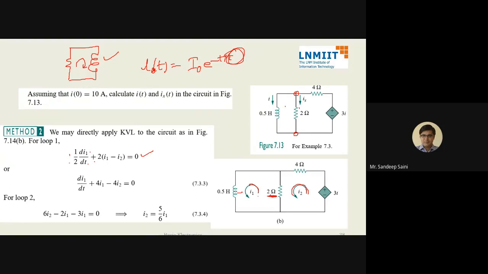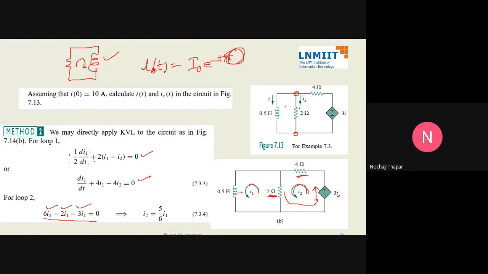Okay. So what will be this one? This voltage drop is minus 3I. Okay. So this is actually first one, di1, this one we write it, and for loop 2, 4 times I2 plus 2 times I2 minus I1 minus 3I equal to 0. Okay. What is I?